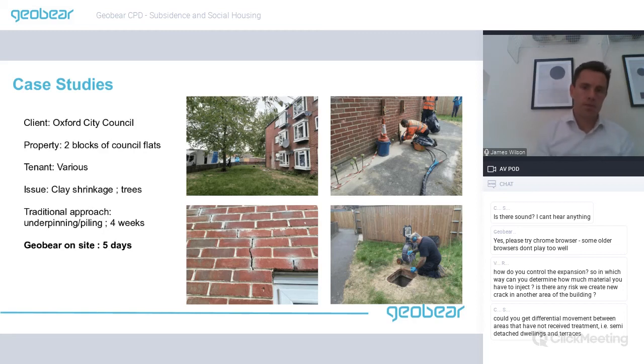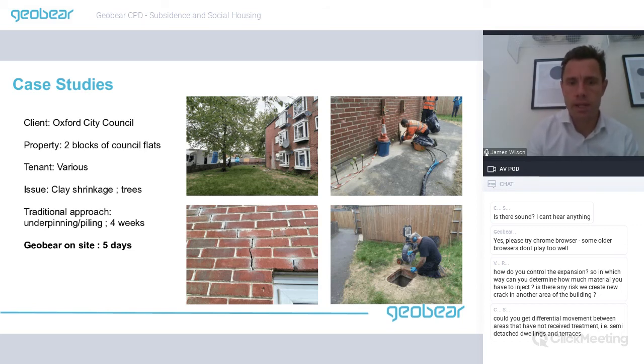Another property we did, this is up in Oxford. So this is a more standard clay shrinking problem. You've got clay soils in Oxford. You've got a big tree just outside the back of this block of council properties. So there's actually 2 blocks, and you see there's 3 floors there, and there was about 2 to 3 properties per floor. So there's something like 9 properties per block. So there's about 18 properties. So a lot of families living in these 2 blocks, and they had clay shrinkage.